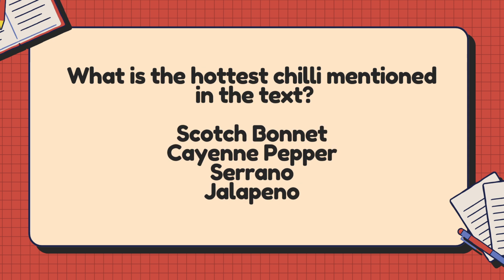Second question is, what is the hottest chili mentioned in the text? Okay, and there are four choices. So from the question, you can find the keywords, and the keywords are hottest, chili, and it's from the text. And of course, find the four choices like Scotch bonnet, cayenne pepper, serrano, and jalapeno.